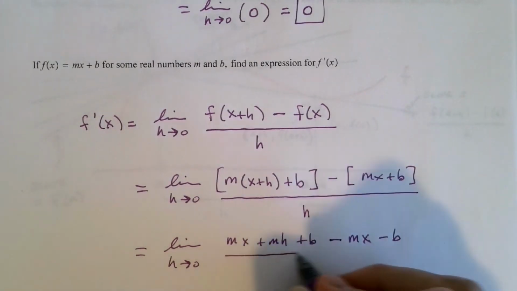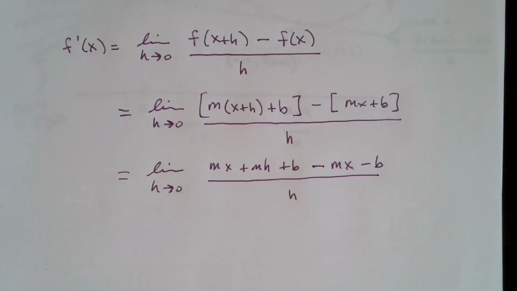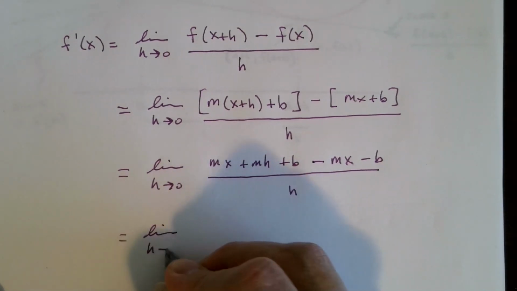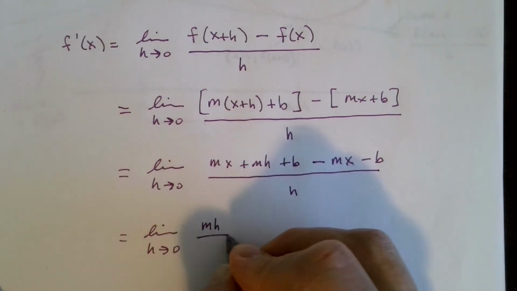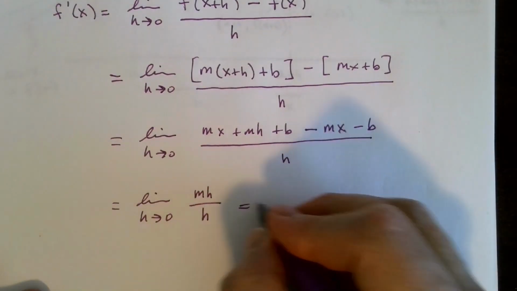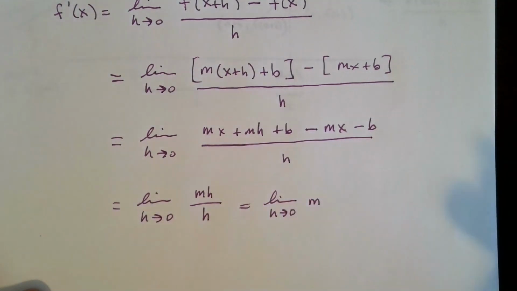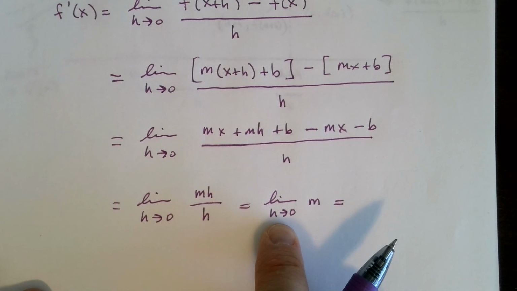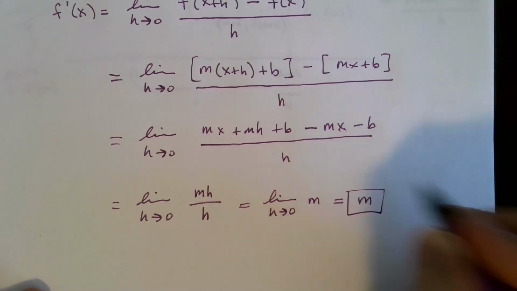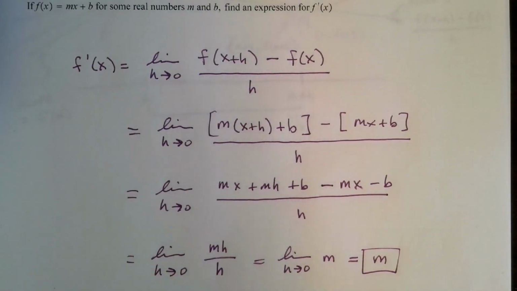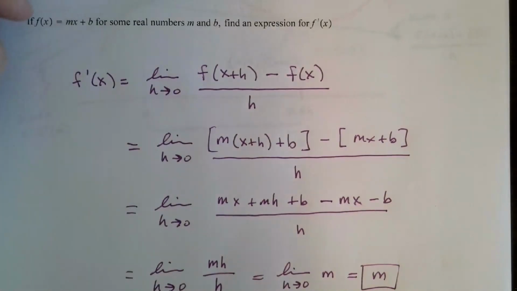what does the top simplify down to? Mx minus mx is 0, b minus b is 0. We're just left with mh up top divided by h. What's mh divided by h? It's just m. And what's the limit as h approaches 0 of m? M is a constant. Notice h is the one that's going to 0. We just get m, which is what we suspected, right? The slope of any line, or the tangent line rather, to any linear function is equal to the slope of that linear function, is equal to the slope of that line.